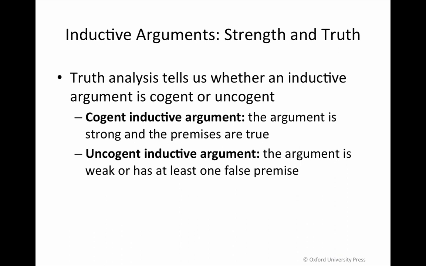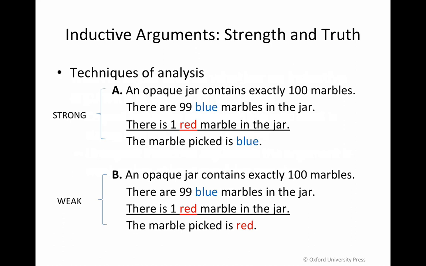Let's take a look at the example again. I don't have a jar in front of me, let alone one that's opaque and containing 100 marbles, 99 of which are blue, one of which is red. So I have no way of knowing if this argument is cogent or uncogent, right? In terms of first evaluating it as strong, it may be strong and cogent if there is in fact an opaque jar that contains 100 marbles, 99 of which are blue, one of which is red, right? So cogency has to do with an argument that is strong and that also has true premises.